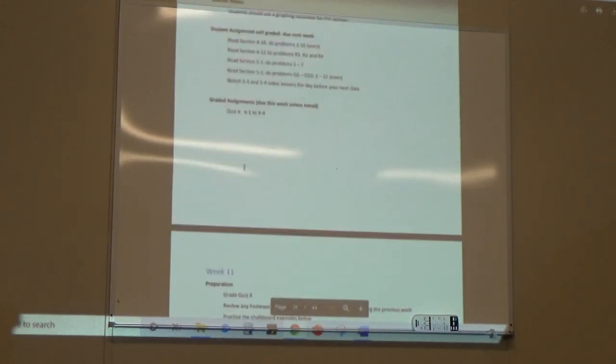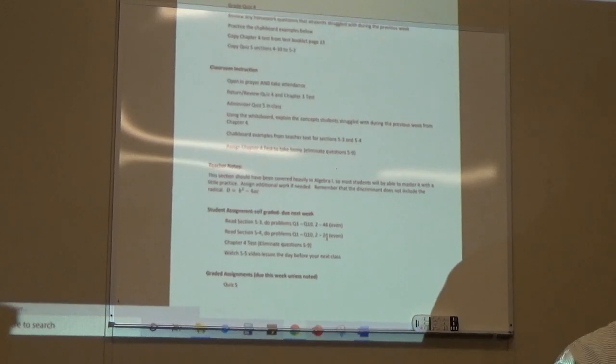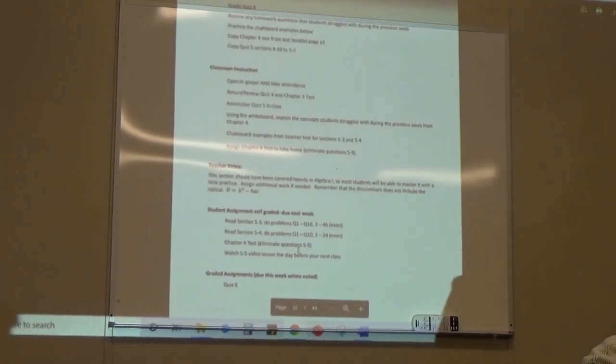Okay, we're doing the same thing, because this is the one I gave you last week. So we're doing 2 through 46 and 2 through 24. All right, turn to page 194 real quickly. That's weird. Why would they put the lesson plans for Algebra 1 in the middle of Algebra 2?